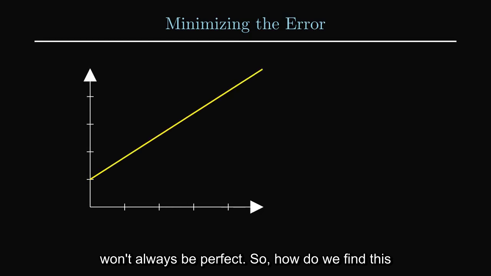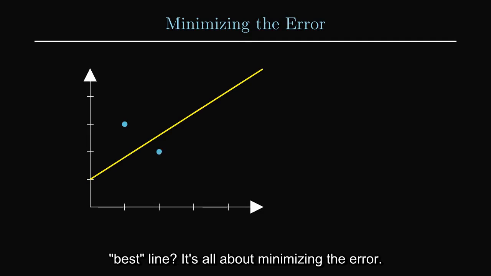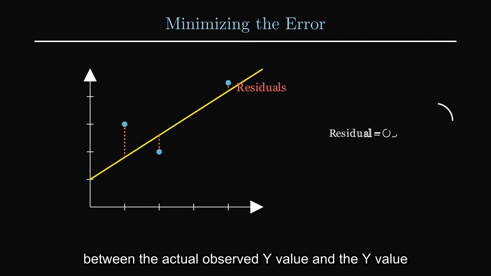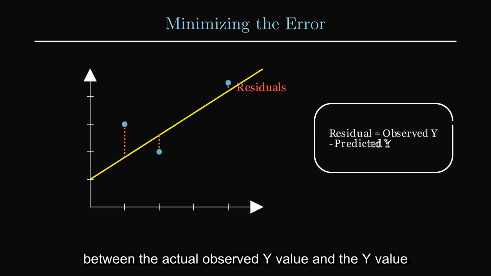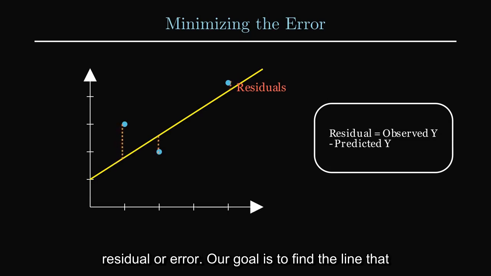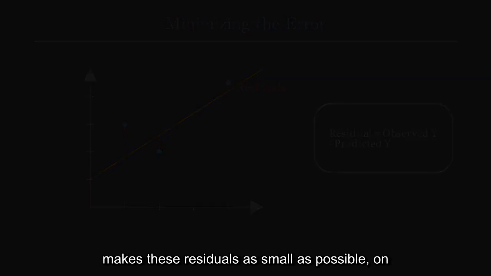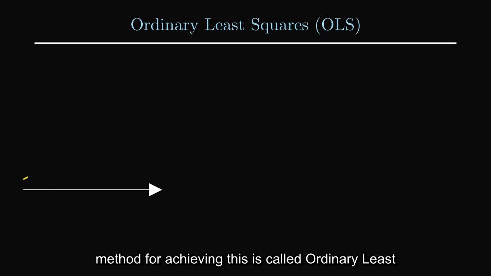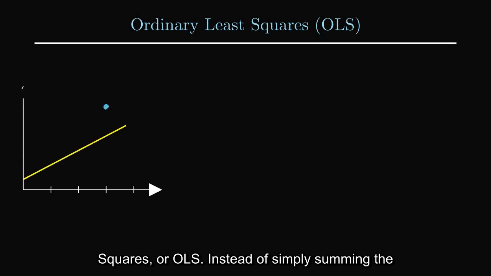So, how do we find this best line? It's all about minimizing the error. For every data point, there's a vertical distance between the actual observed y value and the y value predicted by our line. This distance is called a residual, or error. Our goal is to find the line that makes these residuals as small as possible, on average, across all our data points. The most common method for achieving this is called ordinary least squares, or OLS.